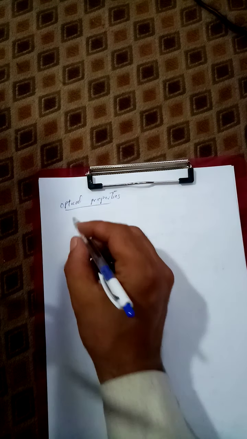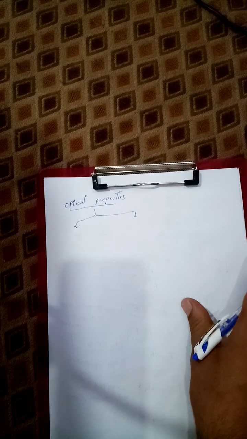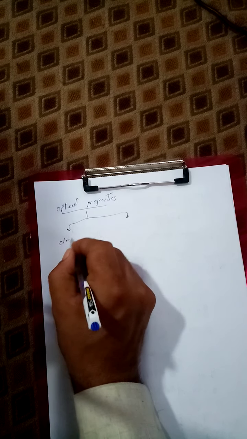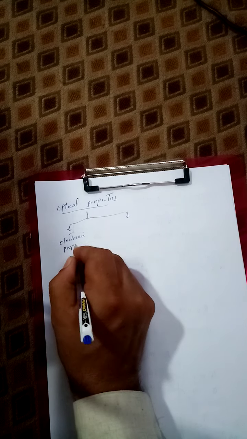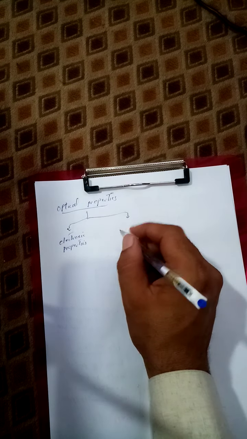Okay, next we have optical properties of semiconductor. Now, the optical properties of semiconductors are divided into two categories. One is electronic properties, and the other one is lattice properties.